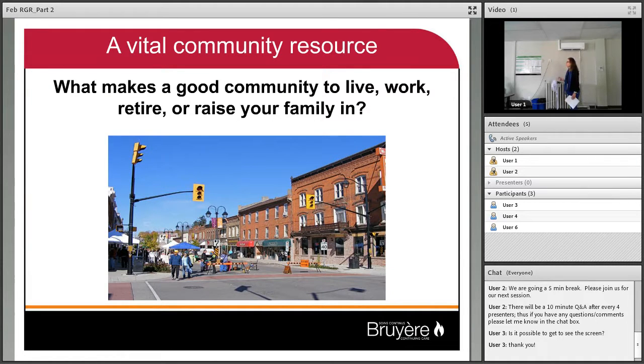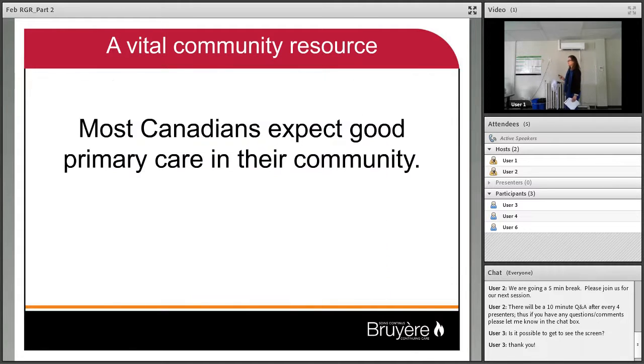There we go. Okay, why is this important? If you ask a group of people what makes a community a good place to live in, depending on your stage of life, you're going to say schools, safety, jobs, leisure activities, parks. If you ask them if they've moved to a community where they might not be able to get good primary care, for most Canadians, that would make it an undesirable place to live. Most Canadians expect good primary care in their community. Most Canadians don't think much more about it beyond that.